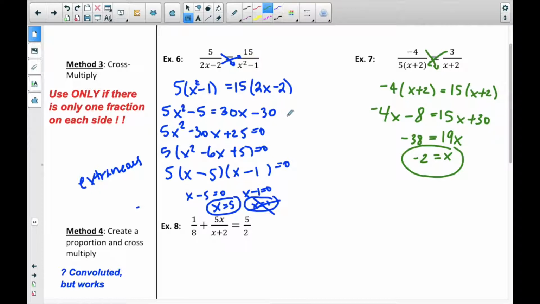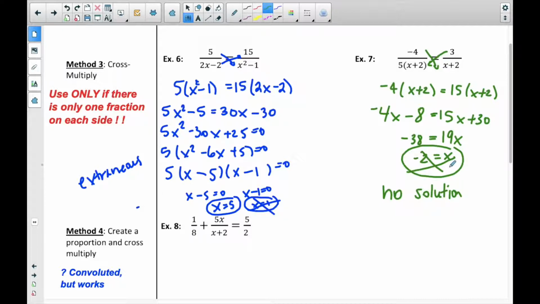So I do that, and I come up with 19x is equal to negative 38. I need to divide by positive 19, and I get a negative 2 as my solution. And if you go back up and plug in a negative 2, that makes our denominator 0. So that is not a possibility. And so it is a no solution answer because we only had one pop up and it doesn't work. So this is no solution.